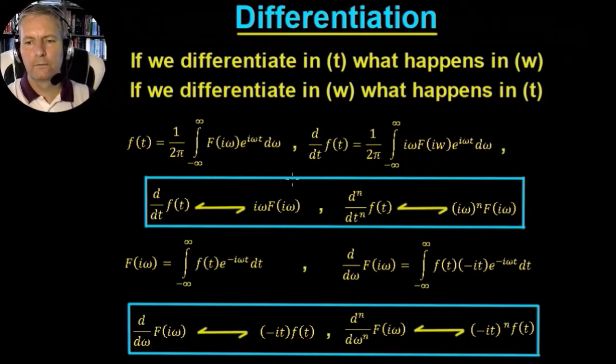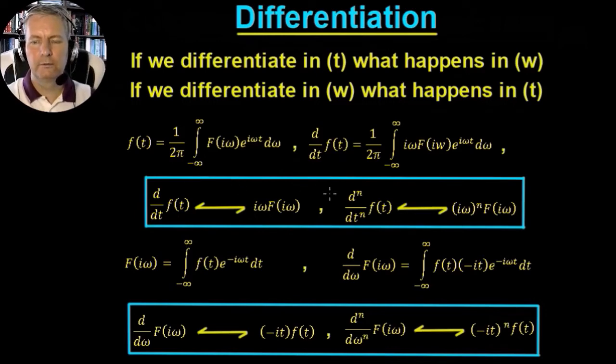So what we can say is, whenever we differentiate a function with respect to time, what we're left with is a factor of iω, and what we've got left over is 1 upon 2π the integral from minus infinity to infinity of F of iω e to the iωt dω, which is just the inverse Fourier transform of our function. So if we were to differentiate a function in the time domain, it's equivalent to taking the function F of iω in the frequency domain and multiplying it by a value of iω. So that's one of the transform pairs that we're interested in from this video.